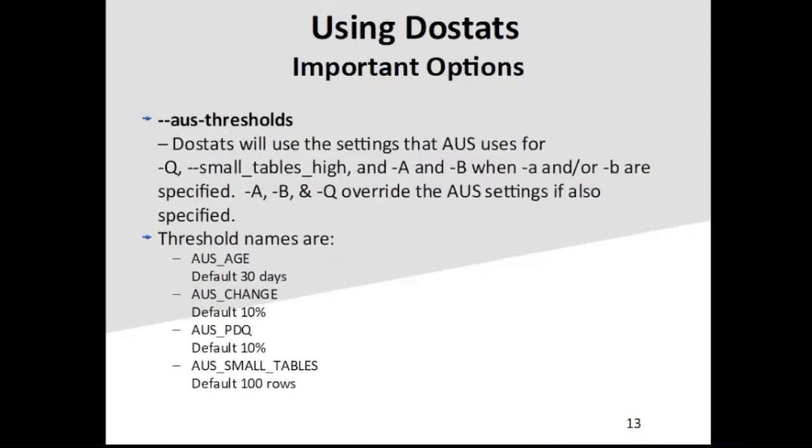Okay. As I said, AUS thresholds tells Dostats to use the thresholds that were set for AUS in the pH thresholds table in sysadmin. The 4 defined thresholds are AUS age, which is the aging default, AUS change, which is the default for stat change, if a table doesn't have one set, and AUS PDQ is the default PDQ priority, and AUS small tables defines what a small table is. And we'll get to that a little bit later.